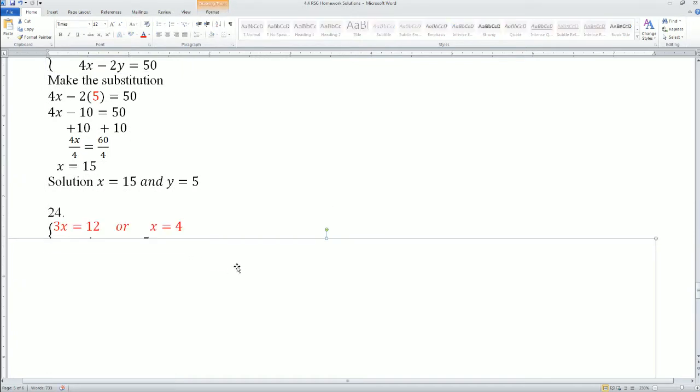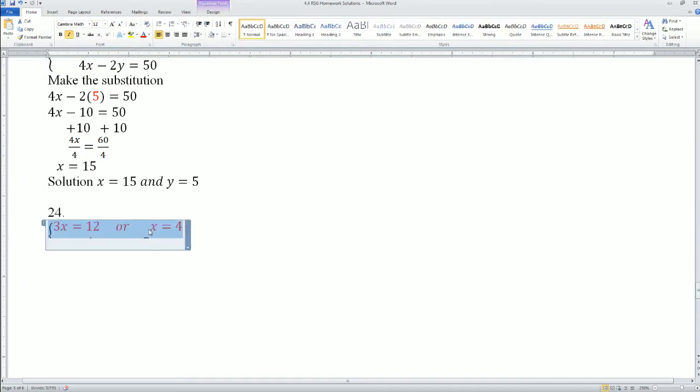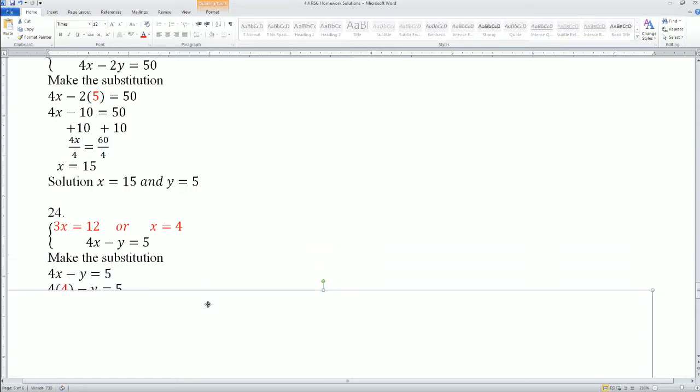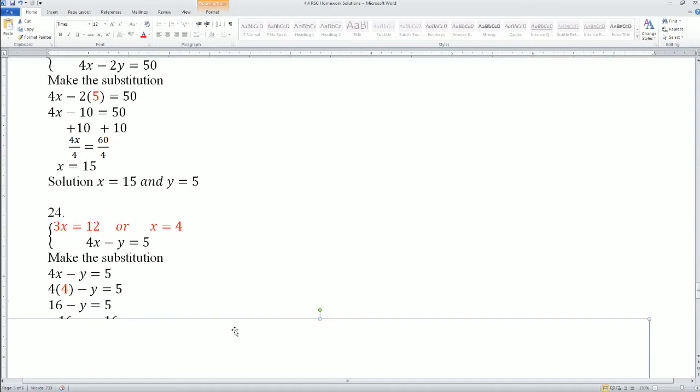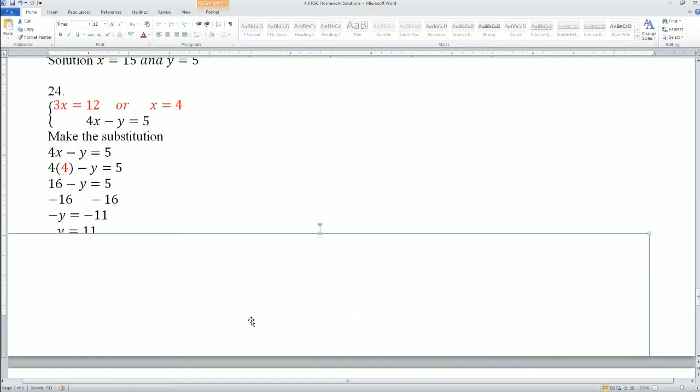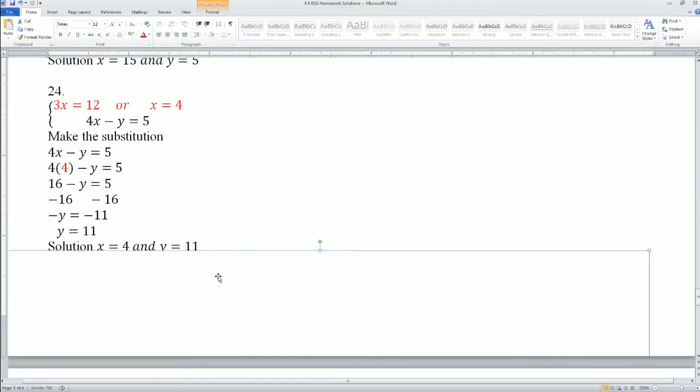24. 3x equals 12. I could also write that as x equals 4 by dividing that 3 on both sides. The other equation I have is 4x minus y equals 5. Make the substitution. Full x is replaced by that 4. Becomes 16 minus y equals 5. Subtract 16 from both sides. Negative y equals negative 11. Divide by negative 1 on both sides. You get y equals 11. So the solution is when x equals 4, y equals 11.